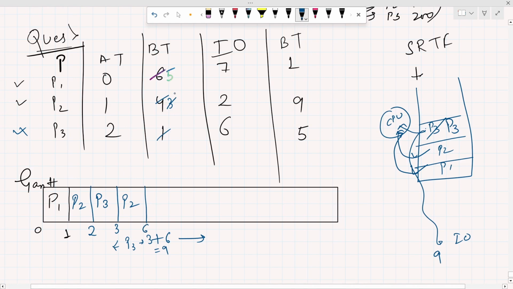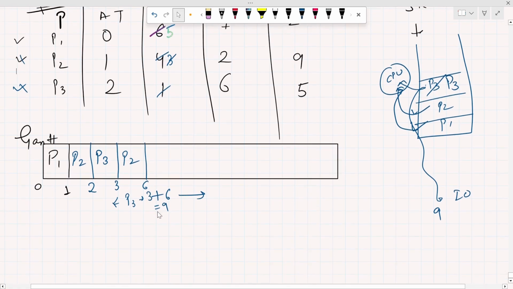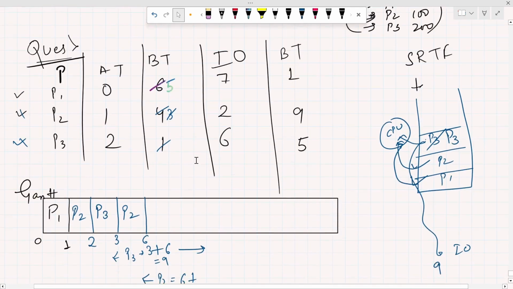It means it is completely executed, because there is no other process with a smaller burst time than P2, because P1's burst time is 5, and its arrival time is 6. There is no new process available either, so P2 process is now completed. If a process is completed, then the process goes for an I/O operation. So at time 6, P2 goes for an I/O operation. What is the completion time of P2?